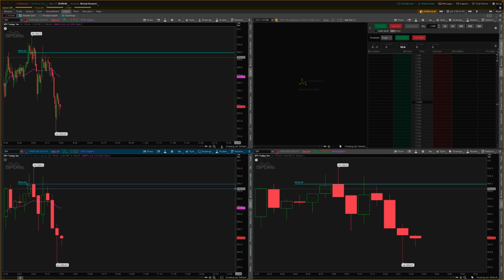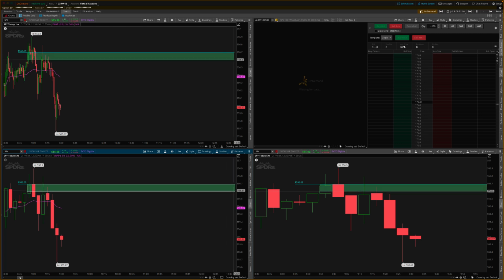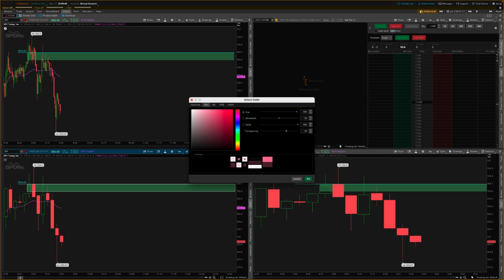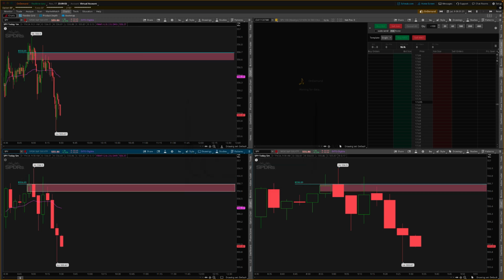So this is going to be the line up there, minus 10 cents. So it's going to be 556.69 minus 10 cents. So it'll go to 59 right there. Edit the properties to change this to be red. So HSV 60, too high. And there we go. Okay, so we got a major supply zone.